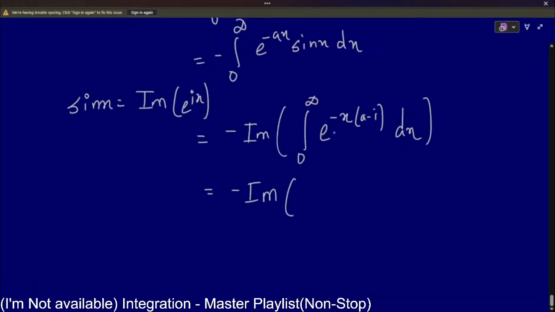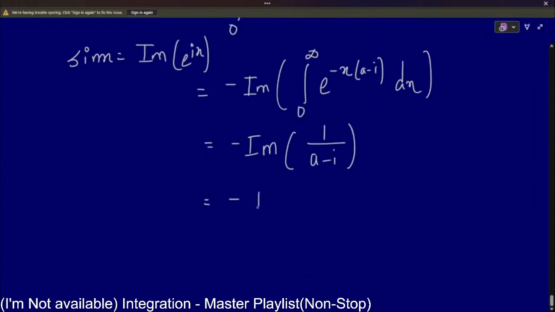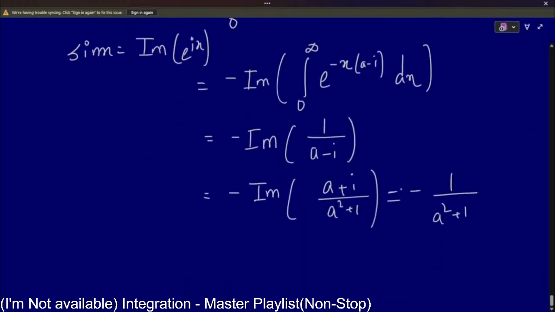and now what we get is this. Since the integral from 0 to infinity of e to the power minus mx, for any positive constant m, gives you 1 upon m, you can just do the indefinite integral and find out. This gives you 1 upon (a minus i). Multiply by the conjugate and so on. You know how to find the real and imaginary parts. So (a plus i) on numerator and denominator, and what you would get is something like this: (a plus i) divided by (a squared plus 1). The imaginary part, when you separate this, is 1 by (a squared plus 1), right? So we get minus 1 upon (a squared plus 1).